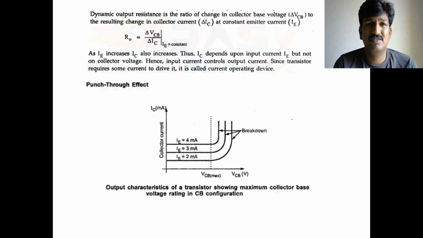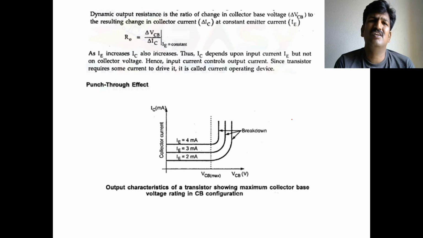As IE increases, IC also increases. That is, IC depends upon the input current but not on the collector voltage. You should understand that the input current controls the output current. That means this is a transfer resistor, transfer current you have to understand. Since the transistor requires some current to drive it, it is called a current operating device. It is a current operating device, not a voltage operating device.